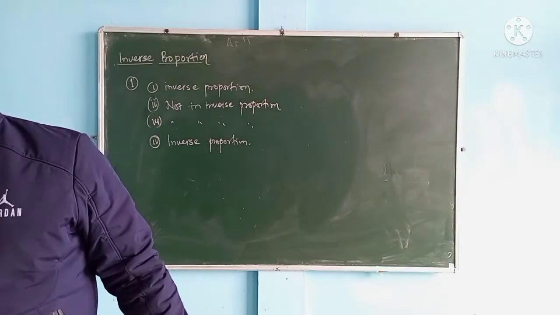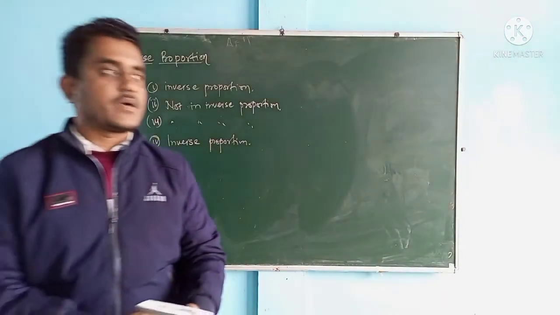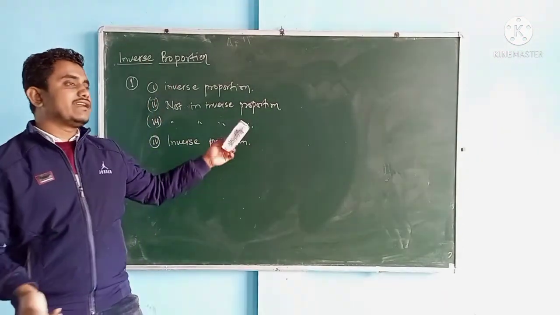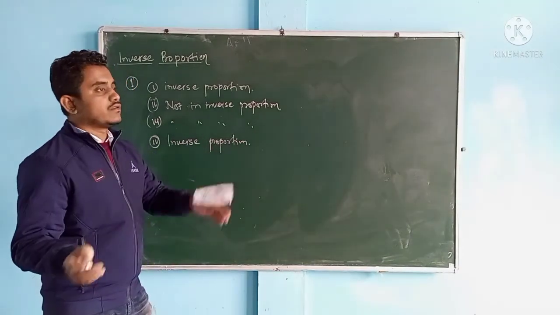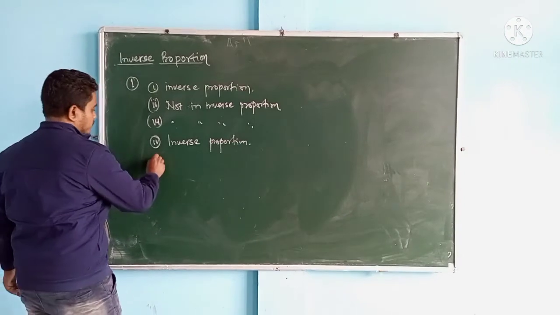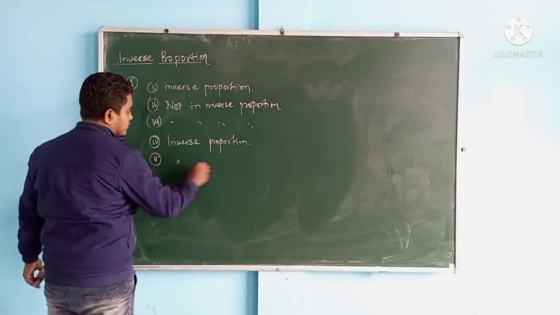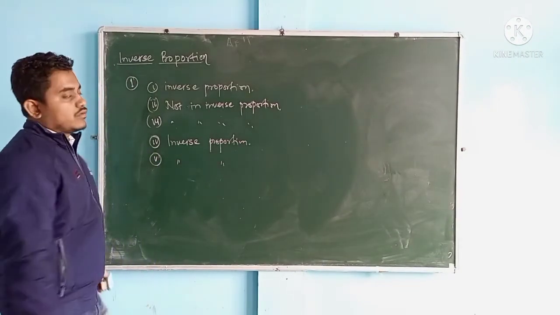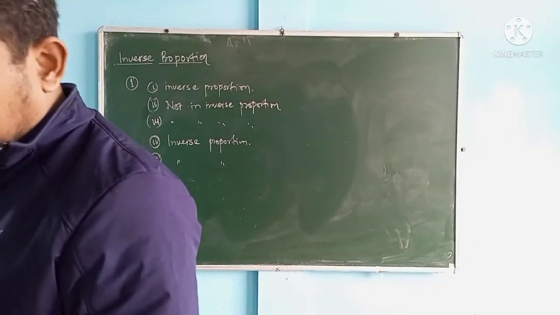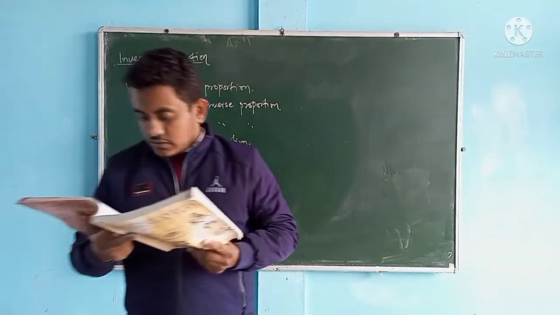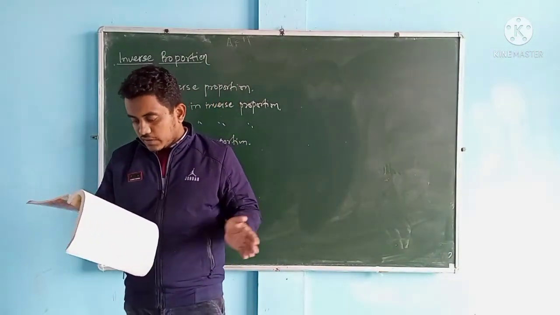Number 5, population of a country and the area of land per person. As the population increases, the area of land per person decreases because the same land will be divided among the families. So this one is also inverse proportion. So question number 1 is complete. Now see question number 2. This one is a very easy question. I think you can do it by yourself.